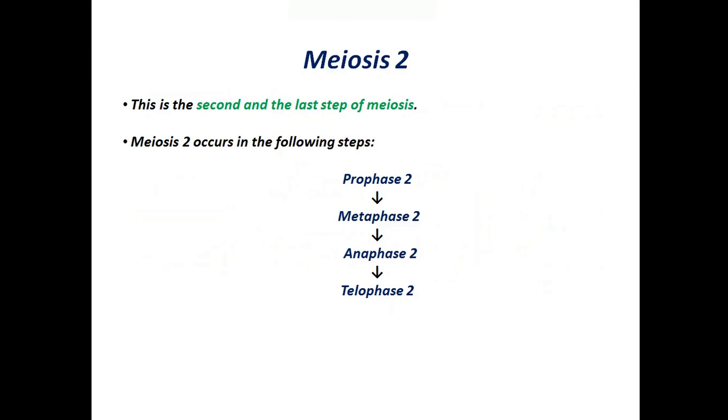Meiosis 2 occurs in the following steps: prophase 2, metaphase 2, anaphase 2, and finally the telophase 2. These steps are in order, and so occur one after the other. Let's look into the detail of each of these steps.